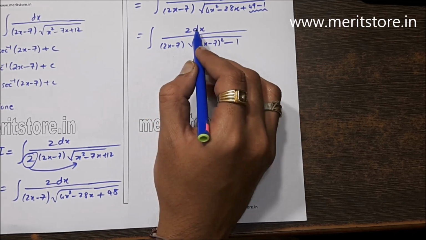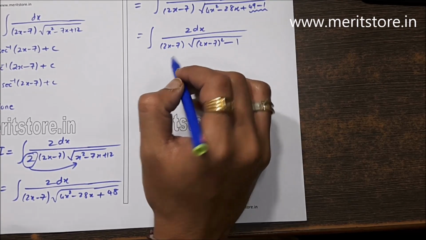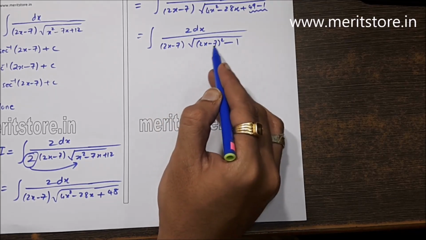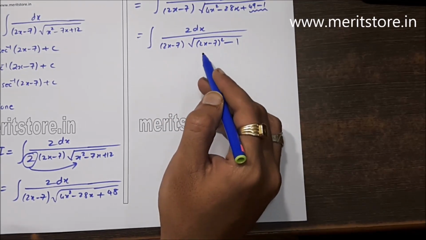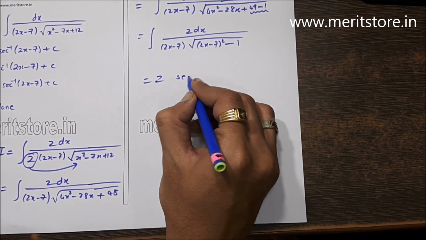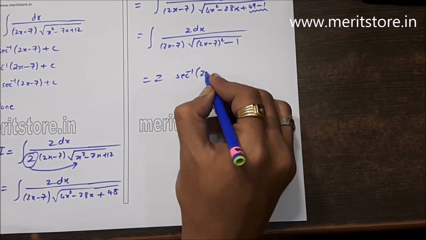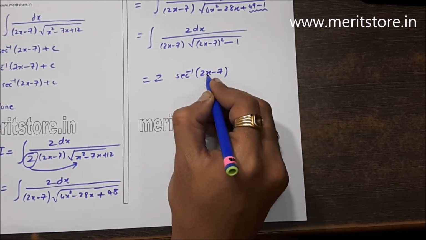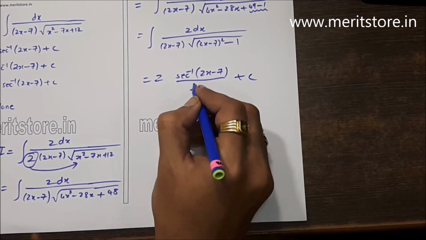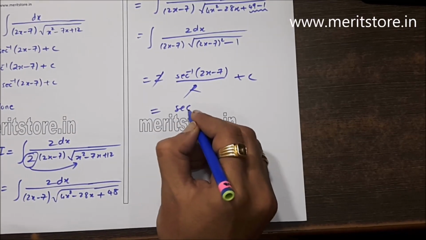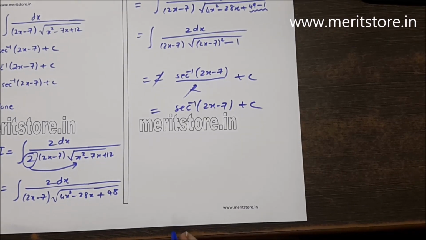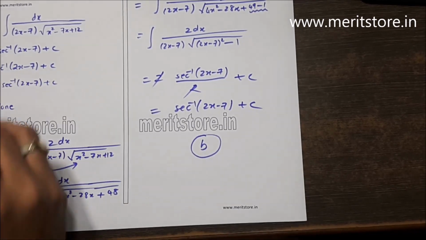Now if we observe, this is the formula of the integral of 1 upon x root of x square minus 1, whose answer is sec inverse x. So 2 is outside. My integral is sec inverse of 2x minus 7, and I am dividing by the coefficient of x, plus c. 2 and 2 cancel off. We have sec inverse of 2x minus 7 plus c, which is option B.